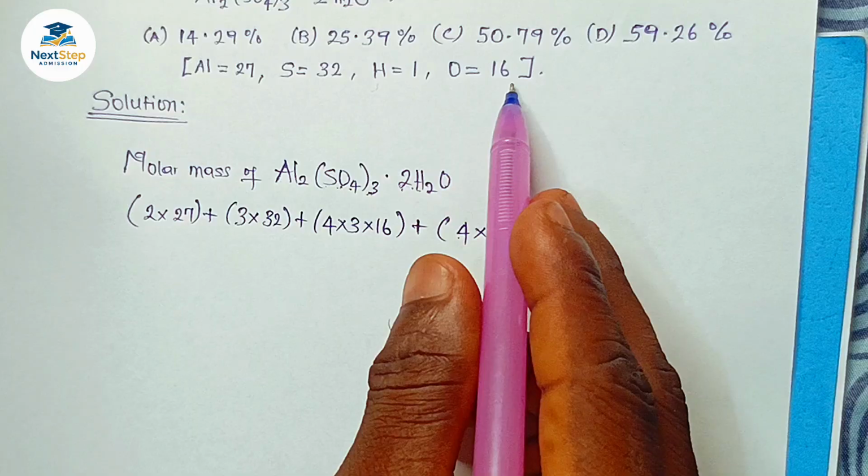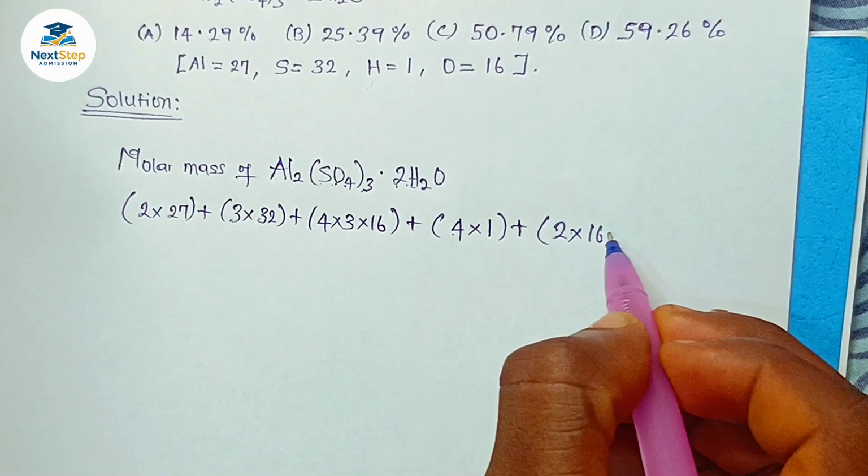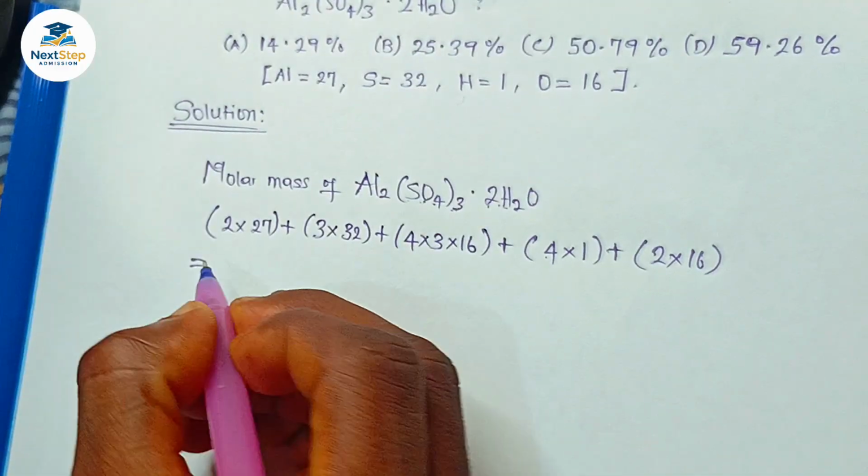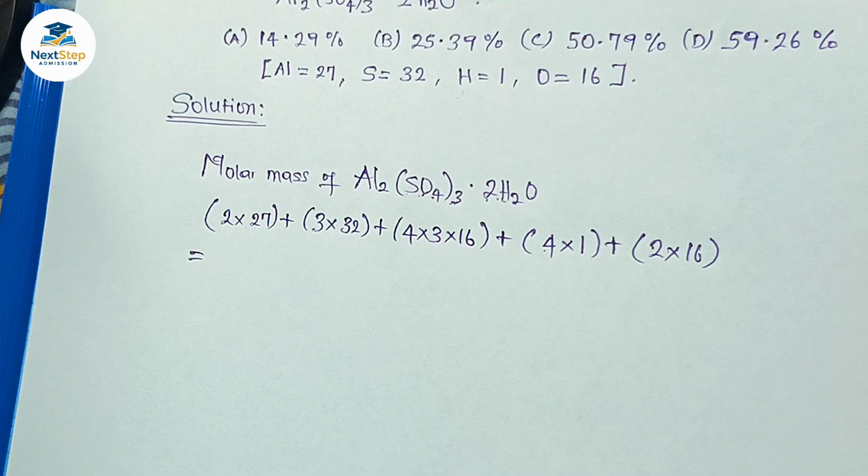What is the mass of oxygen? The mass of oxygen is 16. Good. Now that we've done this, let's get our final answer. You can grab your calculator if you have one.